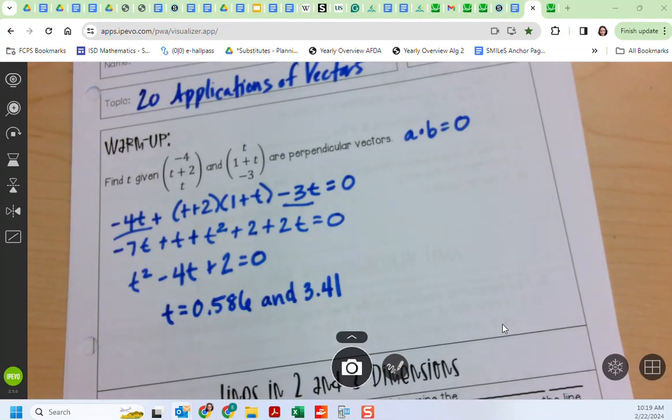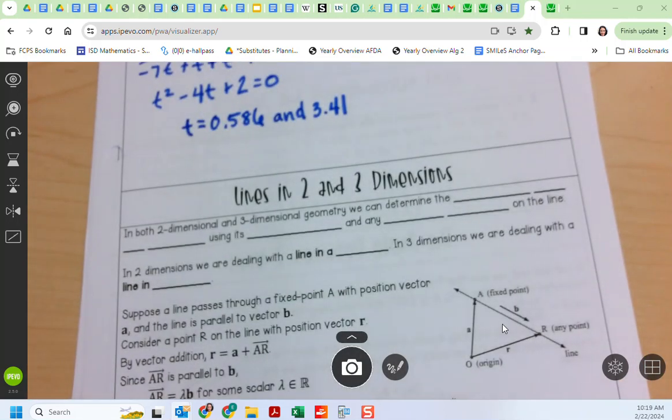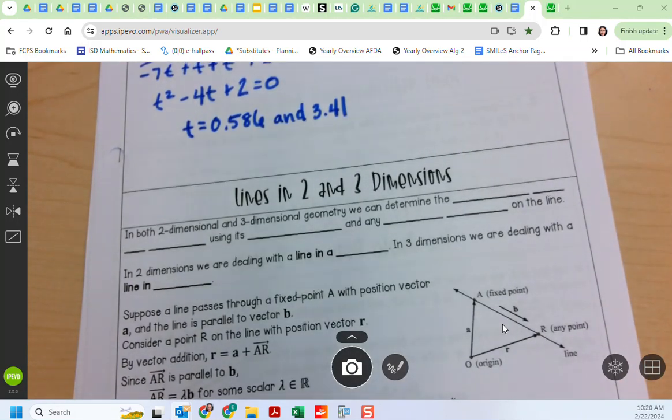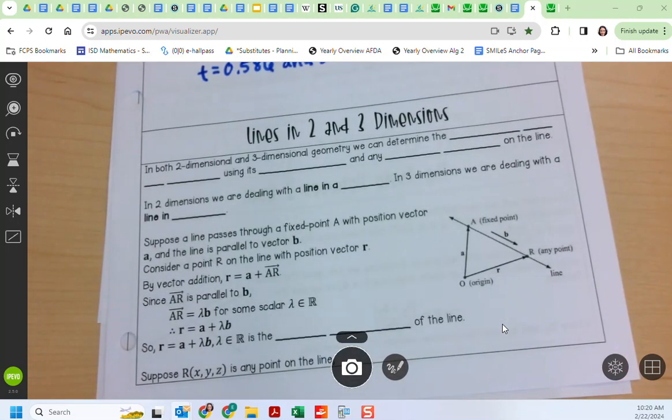Okay. All right, so that was review. We're moving on to our new notes. We're going to write the vector equation of lines today. Vector equation of lines.